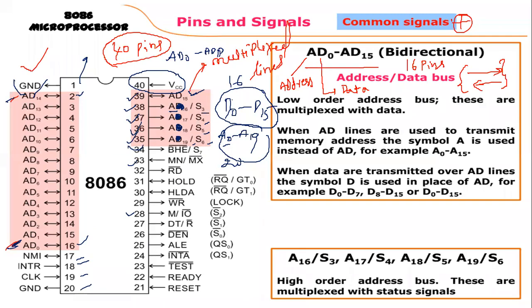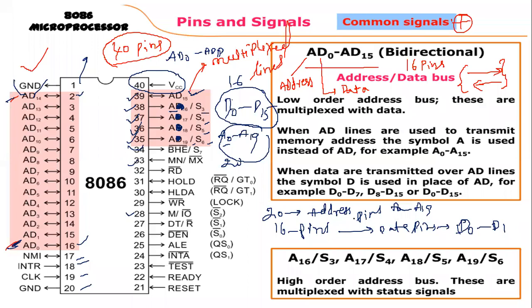So in the 8086 microprocessor we have 40 pins. Out of those 40 pins, 20 pins we can use as address lines, A0 to A19. Then again 16 pins we can use as data pins, D0 to D15. But here there is one small logic: for both addresses and data, you can utilize the same pins.